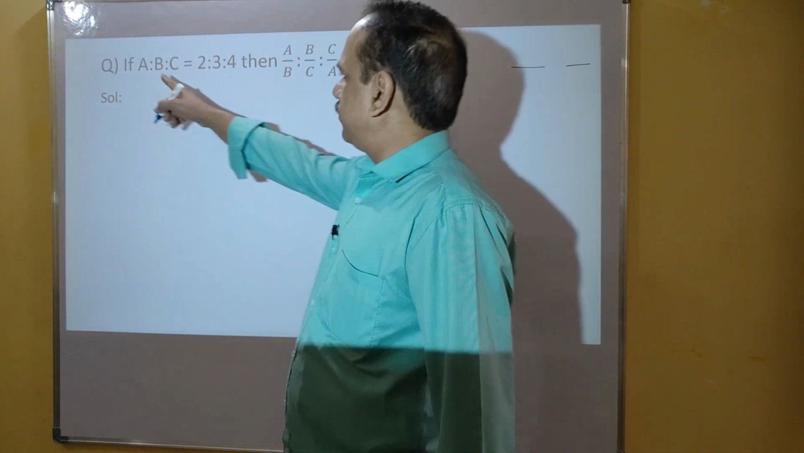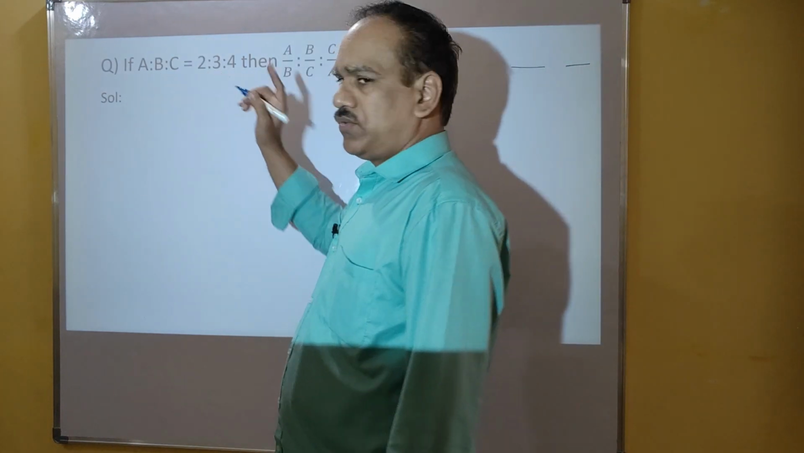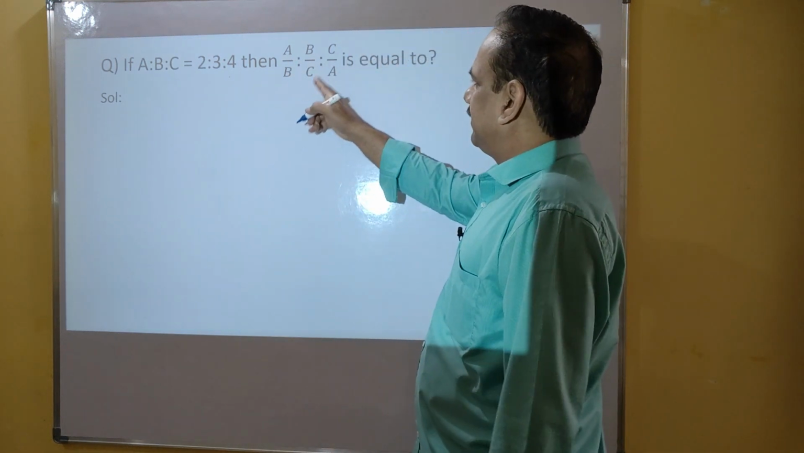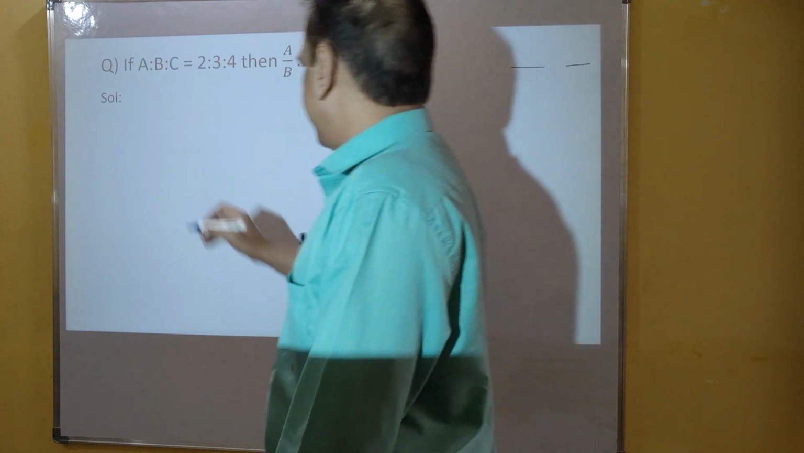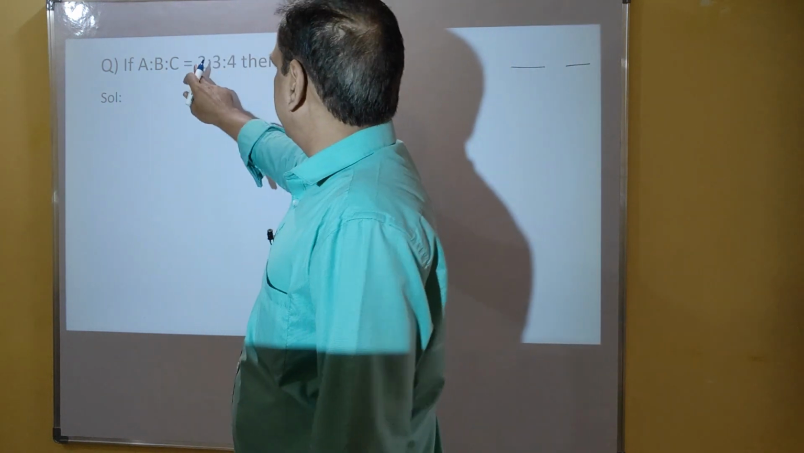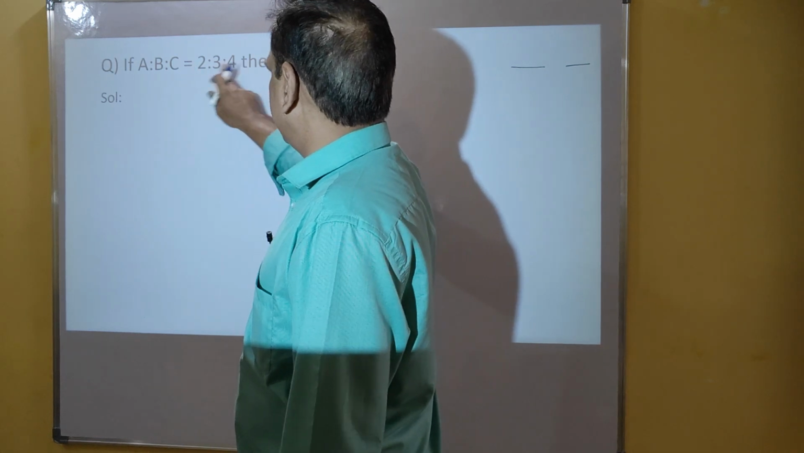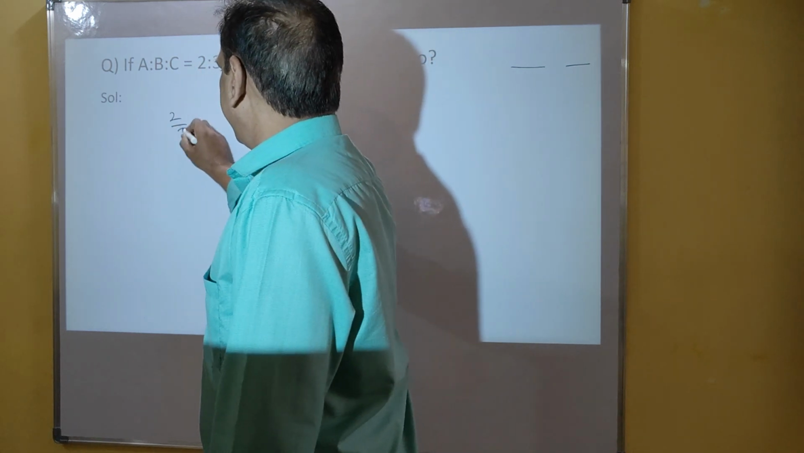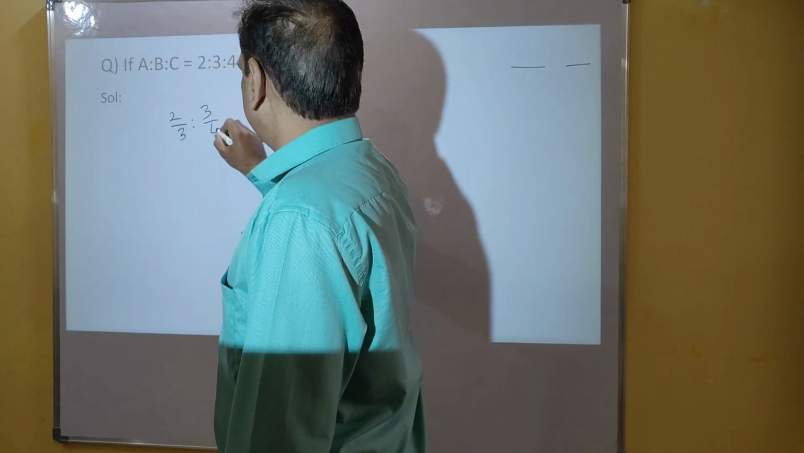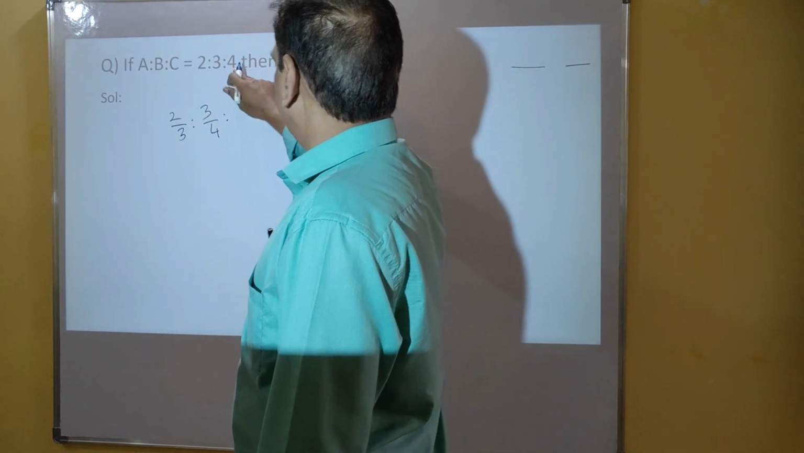You are given A is to B is to C as 2 is to 3 is to 4. You are asked to find A by B is to B by C is to C by A. What is A by B? A by B is 2 by 3. So A by B is 2 by 3, B by C is 3 by 4, C by A is 4 by 2.